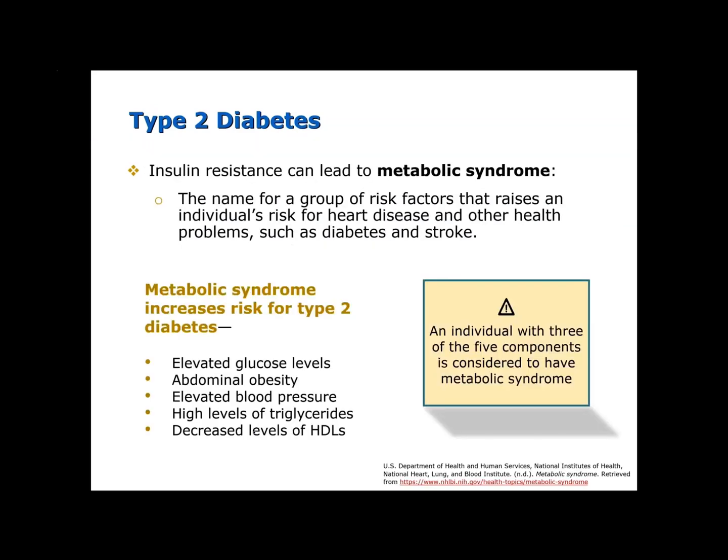Insulin resistance can lead to metabolic syndrome, which is the name for a group of risk factors that raises an individual's risk for heart disease and other health problems, such as diabetes and stroke. Metabolic syndrome, with increased risk for type 2 diabetes, is elevated glucose levels, abdominal obesity, elevated blood pressure, high levels of triglycerides, and decreased HDLs. So consider a patient with 3 of 5 of these components to have metabolic syndrome.